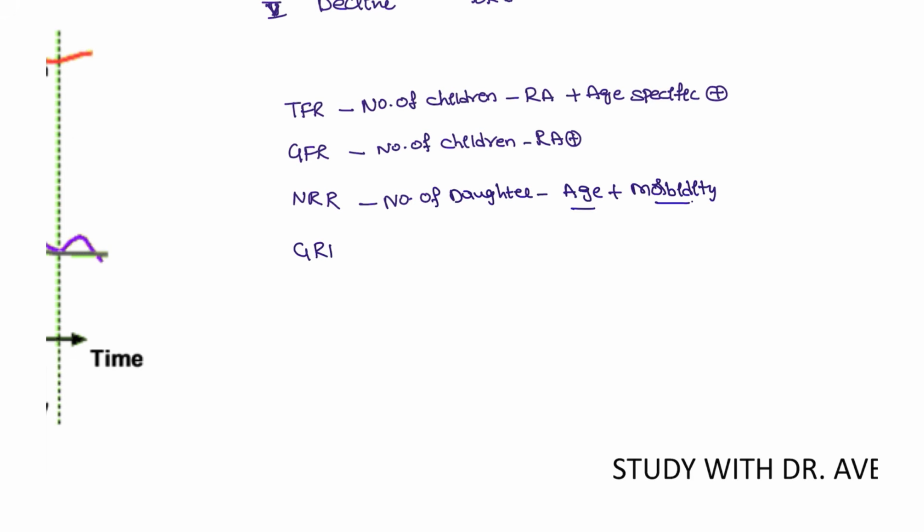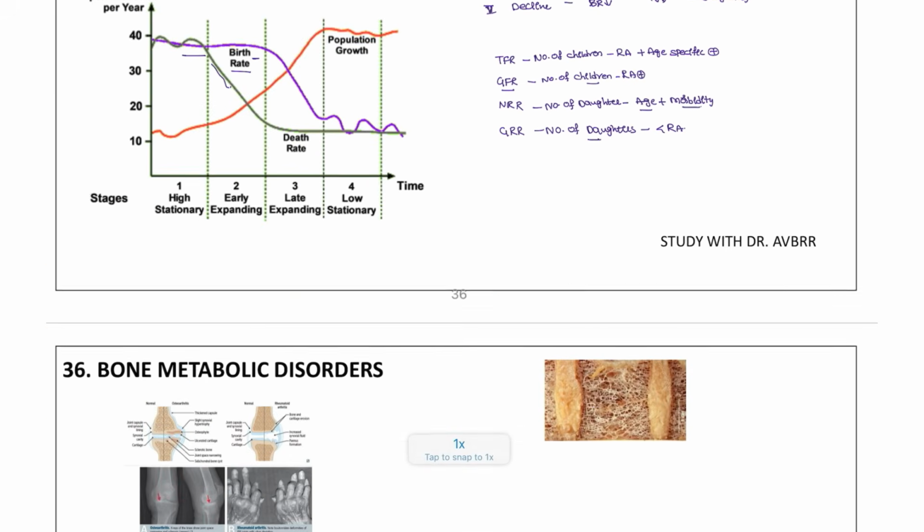And general reproductive rate, this is known as the number of daughters that the female has had at reproductive age. The number of children is generalized for the general fertility rate, and here it is only daughters. Okay, there is a difference. These questions can be asked.